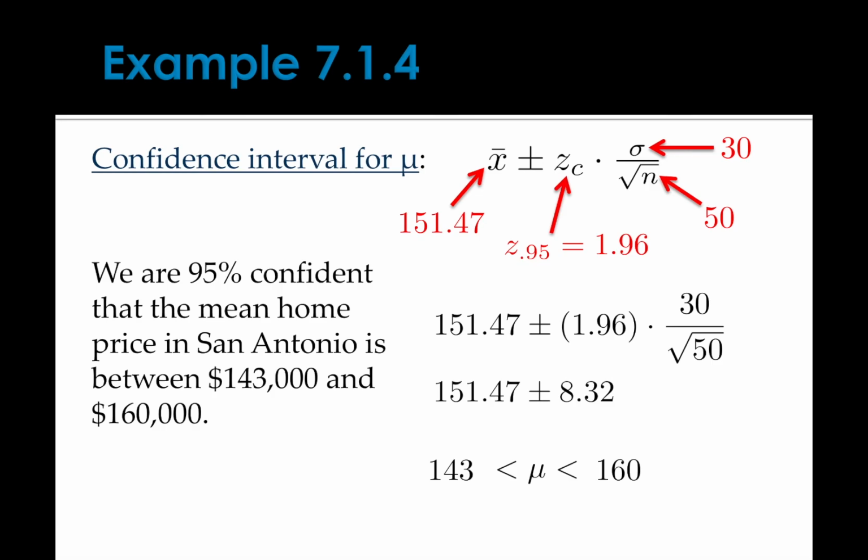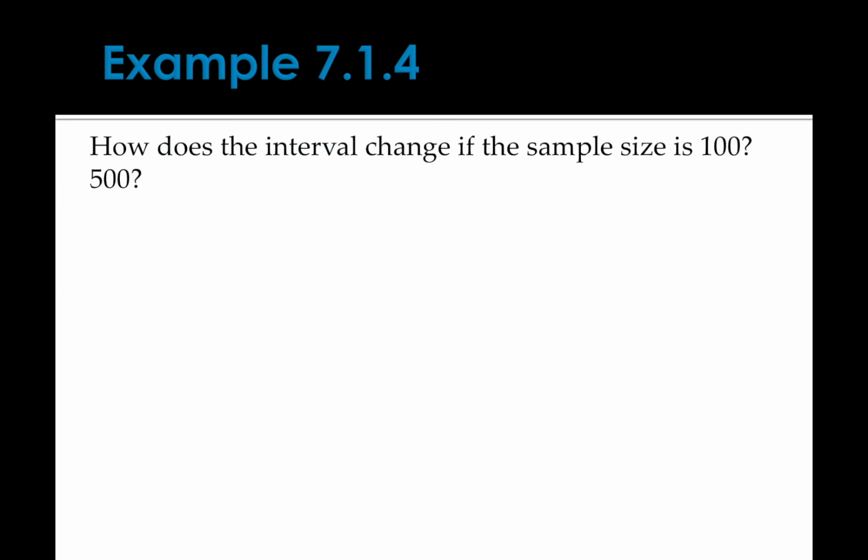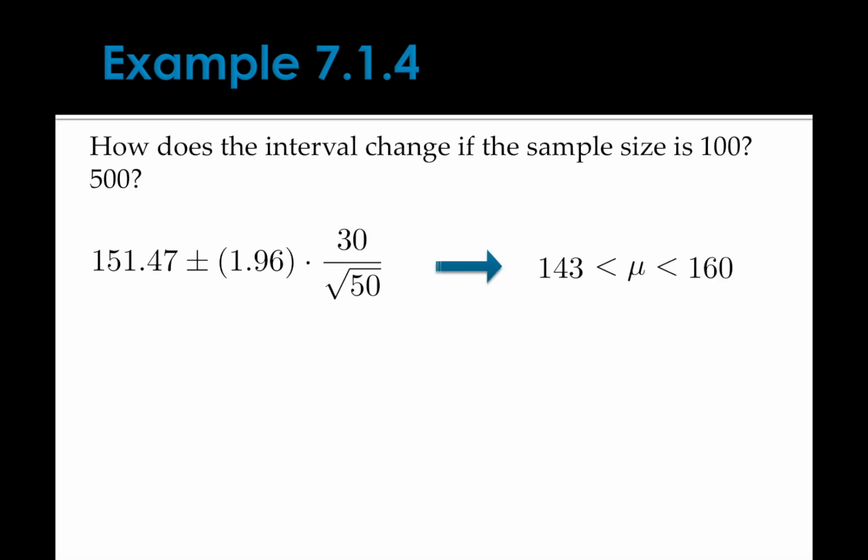Okay. And like last time, they kind of add on an extra bit on the end of this one. They ask us, how would our interval change if the sample size was 100 or 500? So remember that our sample size was 50. Here was our calculation, 151.47 plus or minus 1.96 times 30 over root 50, and we got 143,000 to 160,000. So now they're just asking us to change the sample size. So they still want us to be 95% confident, but they want to say, what if we had gone out and got this data from 100 houses instead of just 50?